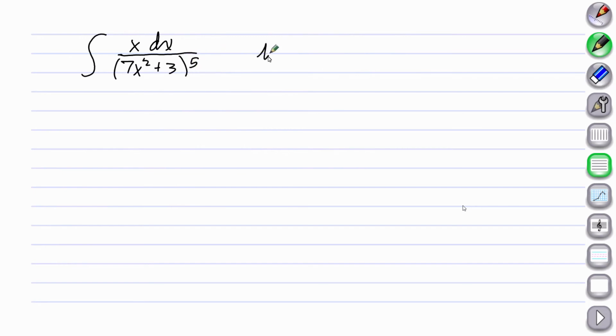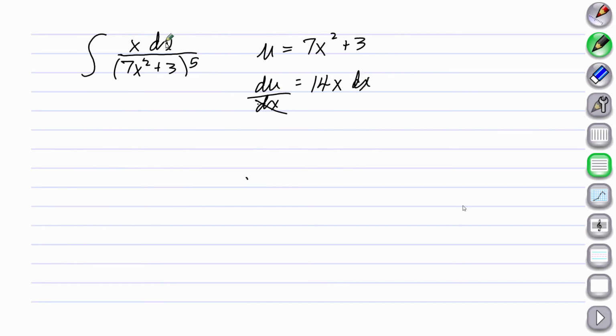Number 5. So what do you think u should equal? I'm thinking u would equal this inside part here. This might be an interesting problem. So let's see what du is. I don't have the key on this one made up yet. So that looks like 14x, and put the dx here.